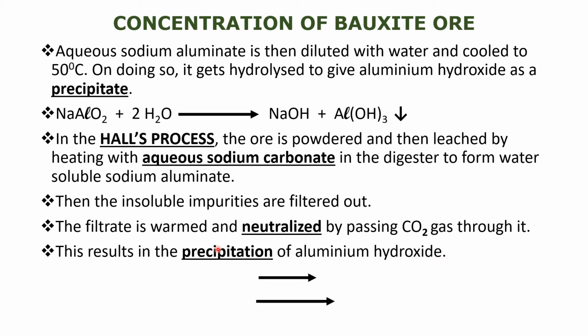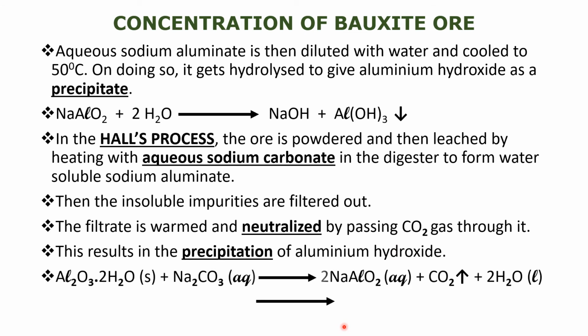So what happens during this process when you pass carbon dioxide gas through this filtrate? What does this filtrate contain? This filtrate contains sodium aluminate. So when you pass carbon dioxide gas through sodium aluminate, aluminum hydroxide gets precipitated or it gets settled down. It goes down and settles.